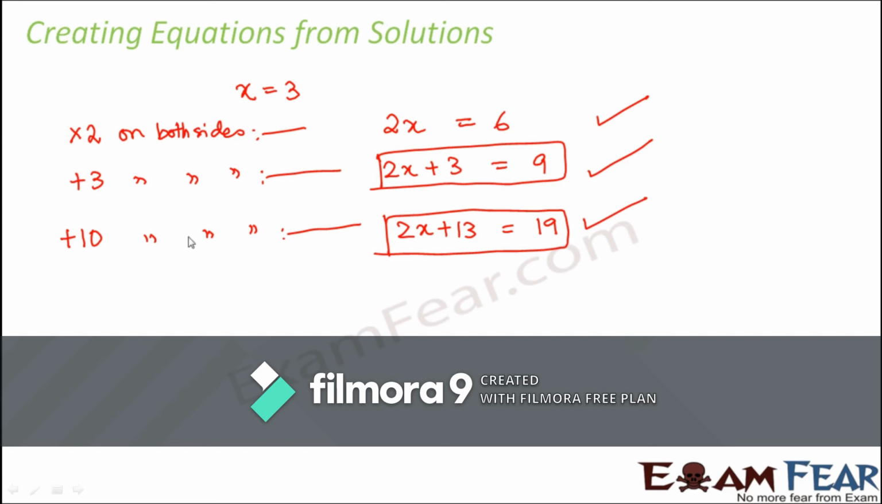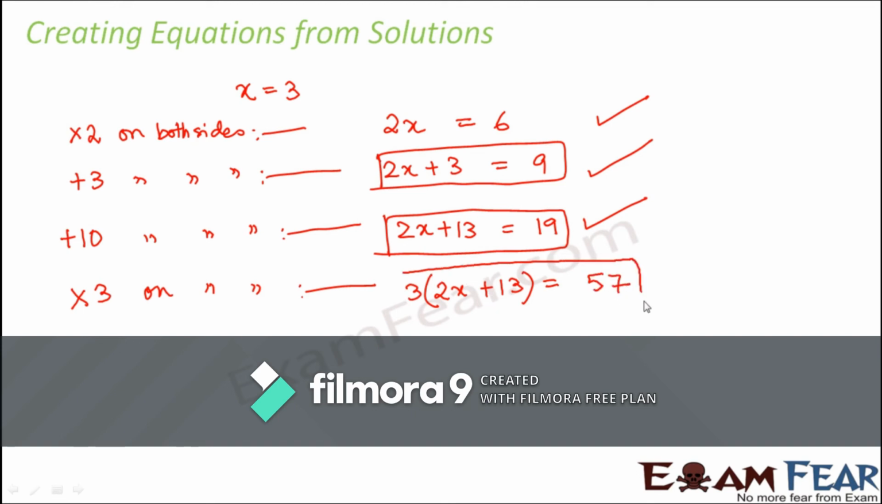Now let's say that I multiply both sides by 3. So you multiply 3 on both sides. So what again do you get? It becomes 3 into 2x plus 13, and on the right hand side 3 into 19 is 57. And what is this? This is also nothing but an equation. You see, all of these satisfy the definition of equation, and that is why they are equations.